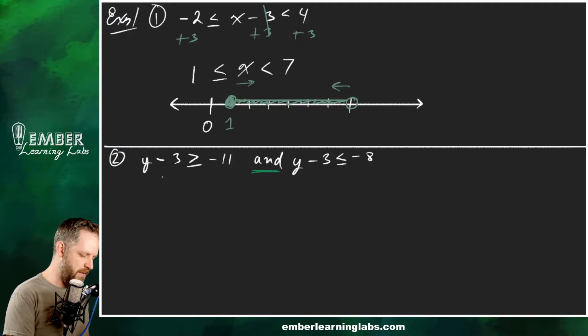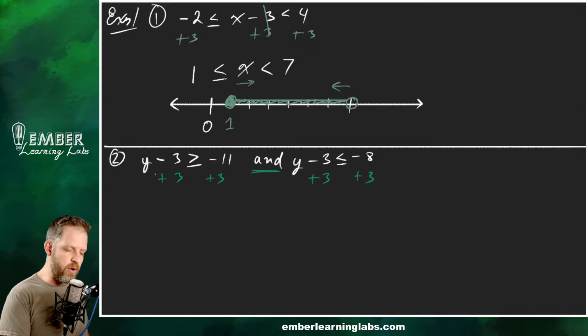All right, so we're going to start by adding 3 over here, and add 3 over here. And this one happens to be the same. We're going to add 3 over here and add 3 over here. They won't always be the same like that. That's not always the case. This example just happens to have them both be the same. So all that's left over here is y, and that's greater than or equal to negative 11 plus 3, which is negative 8.